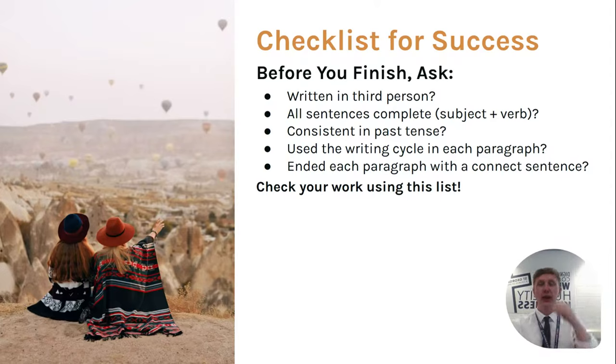So have you written in third person? Are all your sentences complete? Have you used sentence scaffolds? Have you consistently written in the past tense? Have you used the writing cycle in every single paragraph? And does each paragraph end with a connect sentence? If you've used the sentence scaffolds, you know that for the final one, and pretty much for all of these, then you should be absolutely spot on.